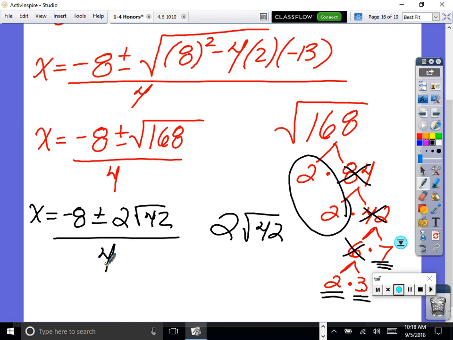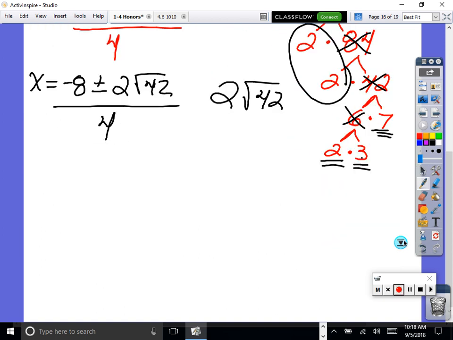Then remember, if all three things can divide by something in common, something not under the radical, then you can divide it out. Only if all three things do, though. What do they all divide by? 2. So this becomes a 2, this becomes a 1, this becomes a 4. So we divided all of those by 2. So x is equal to -4 plus or minus 1 root 42, so we wouldn't write the 1. And then that's all over 2.